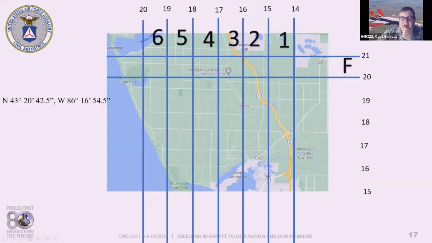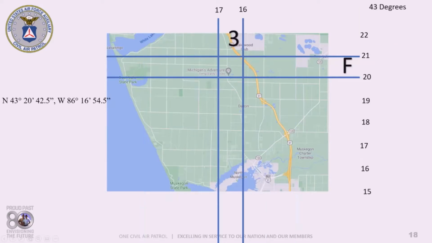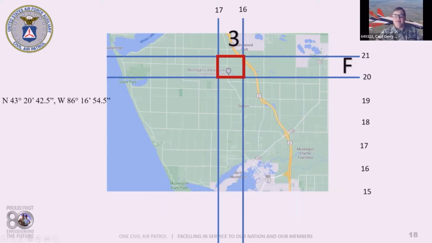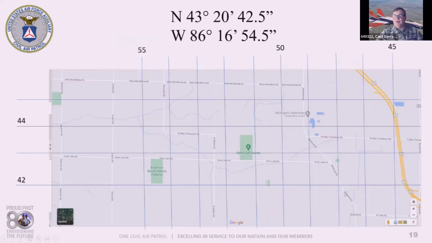All right. So now we're going to look at that. We're going to do the same thing. We've established the 86 degrees west. Now we want to find 16 minutes, 54 seconds. Three. Three, sir. Right on. We've got that area. Let's drill her down even more.